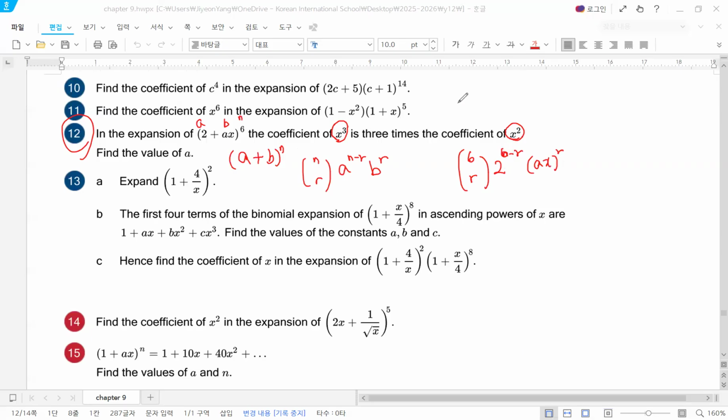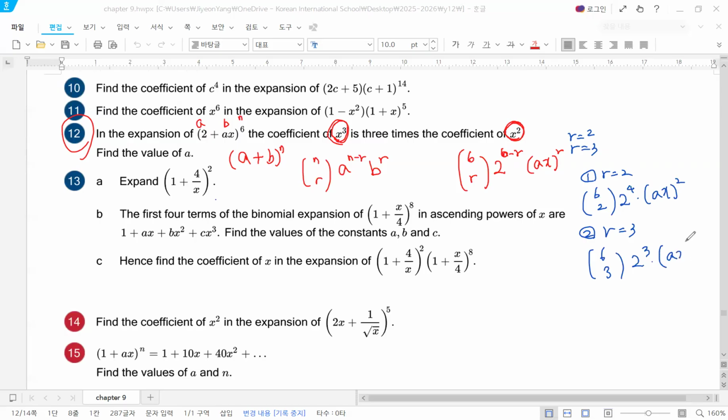Since we need to compare the coefficient of x cubed and the coefficient of x squared, we need to compare when r equals 2 and r equals 3. So firstly, when r equals 2, it's going to be 6 choose 2, 2 to the power of 4, and (ax) squared. When r equals 3, it's going to be 6 choose 3, 2 to the power of 3, and (ax) to the power of 3. Therefore, the coefficient of x squared is all the number except x squared.